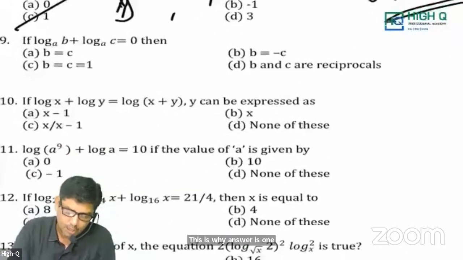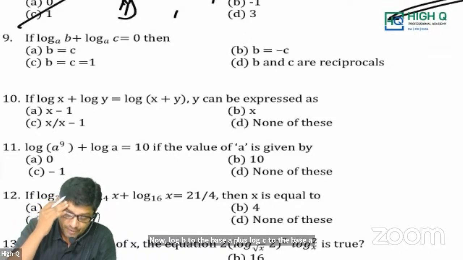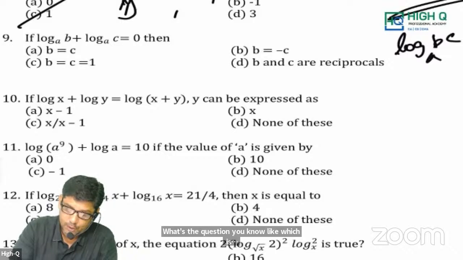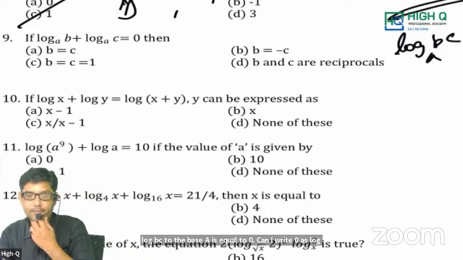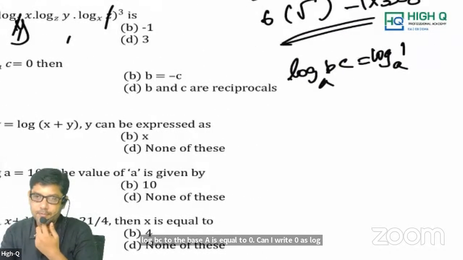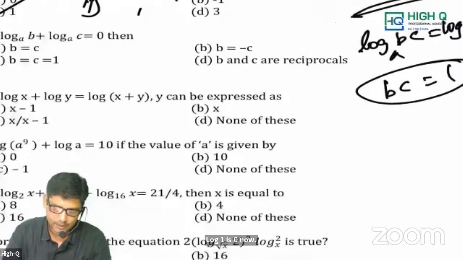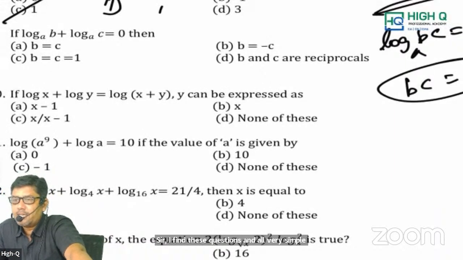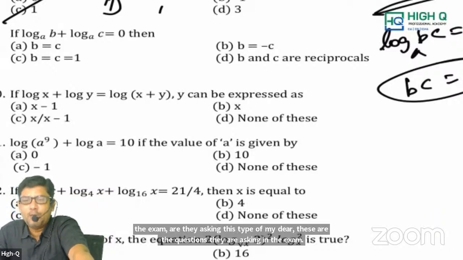Now, log b to the base a plus log c to the base a is equal to 0. What a worst question, you know. Like which is log bc to the base a is equal to 0. Can I write 0 as log 1 to the base a? Log 1 is 0, na? So what is bc equal to? 1. Sir, I find these questions very simple, sir. In the exam, are they asking this type of question, my dear? You people are solving some unwanted questions in the classroom. Please understand that.